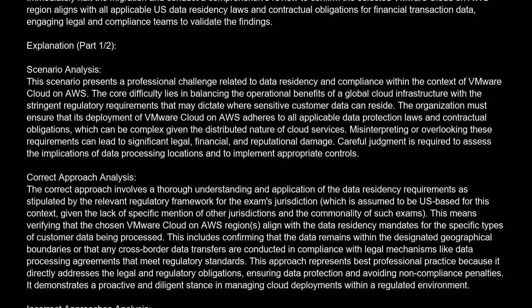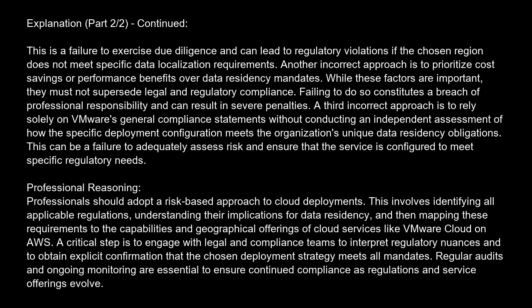Incorrect approach analysis. One incorrect approach is to assume that all VMware Cloud on AWS regions are inherently compliant with all data residency regulations without explicit verification. This is a failure to exercise due diligence and can lead to regulatory violations if the chosen region does not meet specific data localization requirements. Another incorrect approach is to prioritize cost savings or performance benefits over data residency mandates. While these factors are important, they must not supersede legal and regulatory compliance. Failing to do so constitutes a breach of professional responsibility and can result in severe penalties.